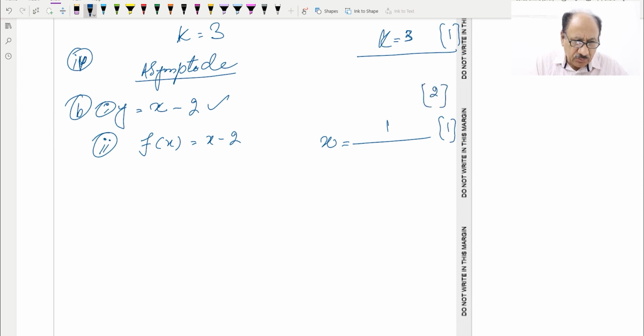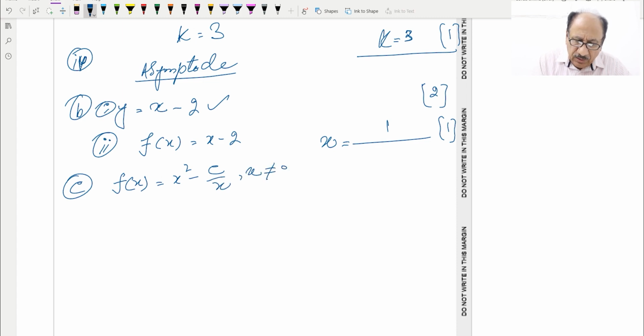So now we can go through the C part, and the C part says f of x is equal to x square minus c over x when x is not equal to 0, and use the graph to show that c is equal to 2. C is equal to 2. This is what we need to show. So c is equal to 2.